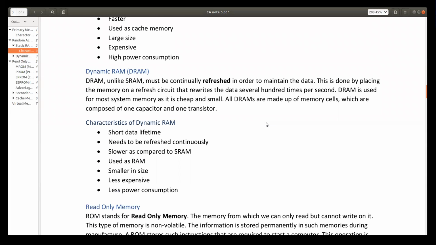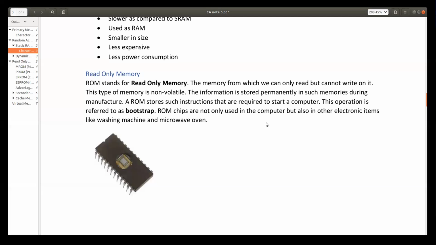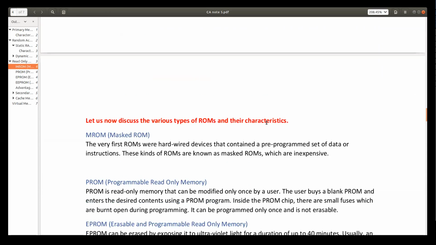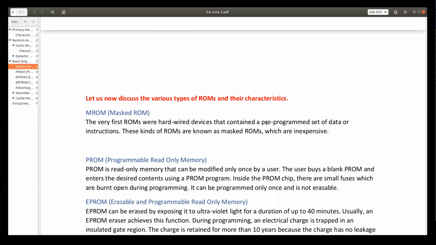Then we explored what is read-only memory or ROM. It is basically a chip, a circuit, used during the booting of the computer system, that means when your computer system is starting up. There are several types of ROMs. We have found MROM, that is masked ROM, and then programmable read-only memory, where you can program it only once. Then we will go to EPROM, EEPROM and all other types of ROMs.